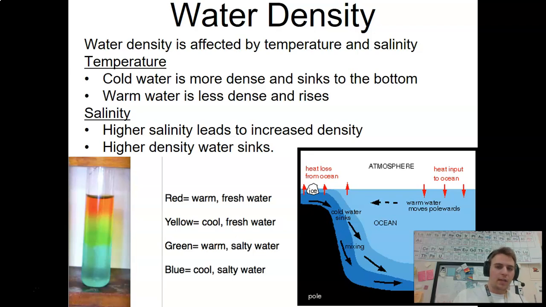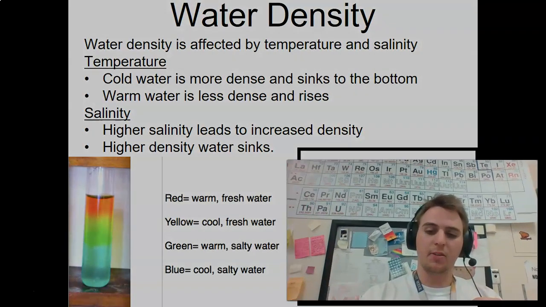So going along with temperature and salinity, how hot, cold, or salty the water is, you're going to see different densities. Water density is very affected by temperature and salinity. Cold water is more dense, so it sinks to the bottom. Warm water is less dense, and that should make sense. What warm temperatures do to any fluid is make it move around more, moving past each other.